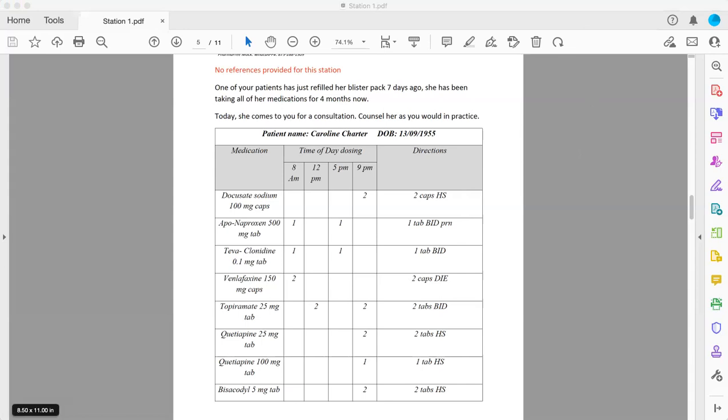I am 65 years old. My first name is Caroline. Churcher is the last name. Okay, Caroline. Could you tell me more about your symptoms? I feel like a stomach upset, a burning sensation, sometimes nausea, and I think I need something for that.